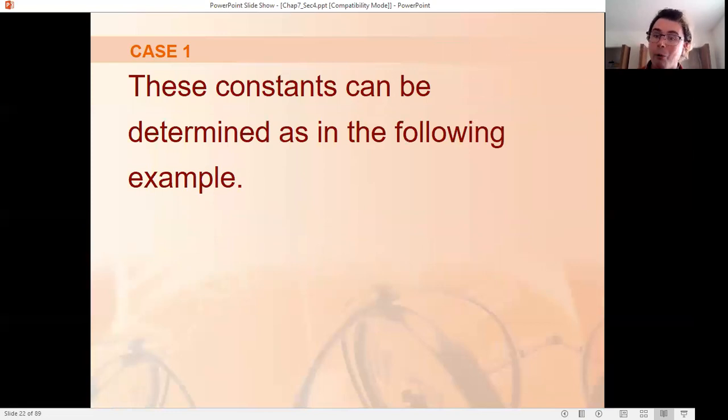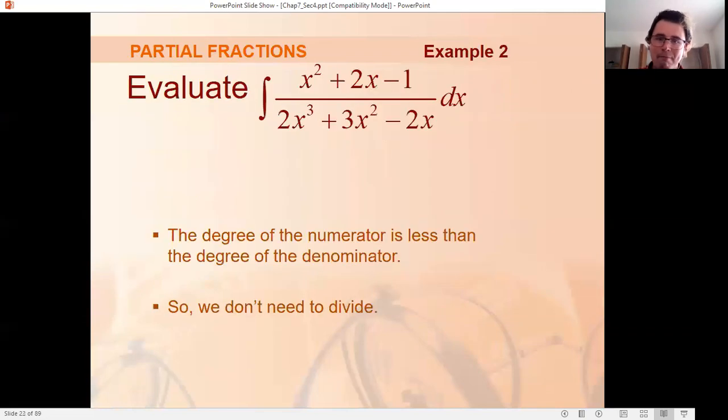Here's how we calculate those capital A's. So here's a rational function. Let's integrate it. The degree of the numerator is less than the degree of the denominator. That's very nice of them. So this is our example here. We don't need to do the long division step because it's already been done for us. Moving on. Next step, factorization. Can you see the factors already? I can see one.